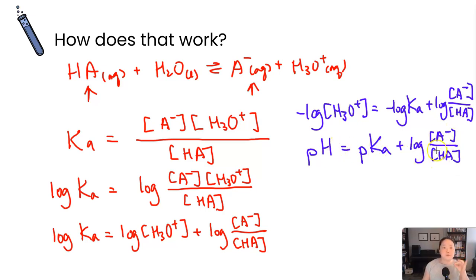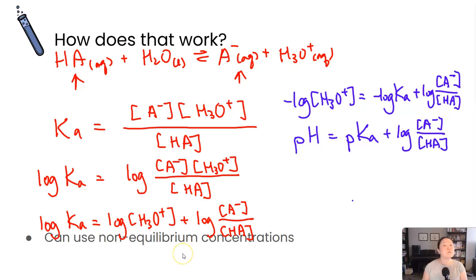There's no point in trying to figure out all of that algebra. Just use those initial concentrations instead of changing into equilibrium concentrations and doing a whole bunch of extra work. So yeah, you can use non-equilibrium concentrations when using the Henderson-Hasselbalch equation, whichever version of it that you're using.